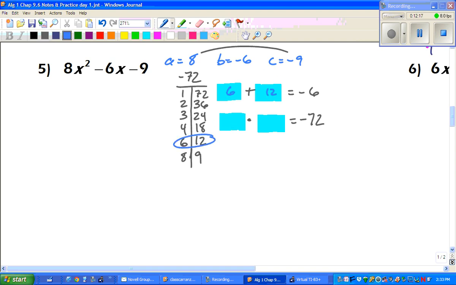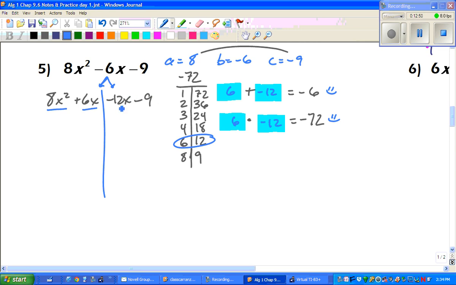It's going to be something with 6 and 12. Which one's going to be negative? Why do you think that? Okay, it's going to be negative 12 because the 6 is negative, so the bigger number has to be negative. So let's split the middle term. We get 8x squared plus 6x minus 12x minus 9.